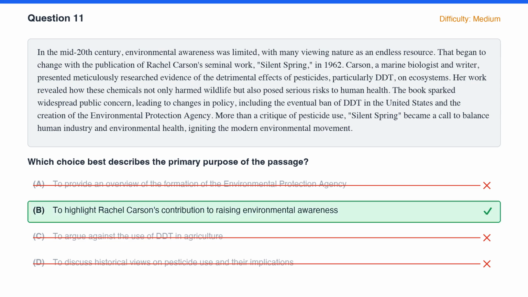Choice B is correct because the passage centers on Carson herself, her credentials, her research, and the ripple effects of her book on public opinion, policy, and the environmental movement. Highlighting her contribution to raising environmental awareness accurately captures that overall focus.